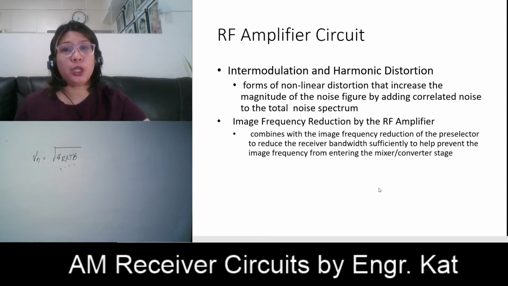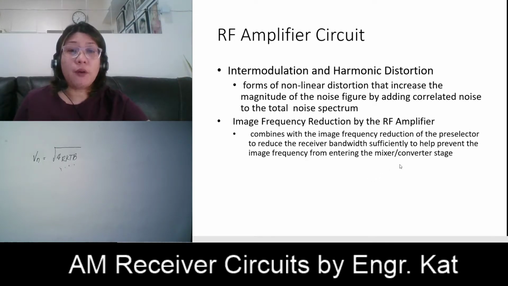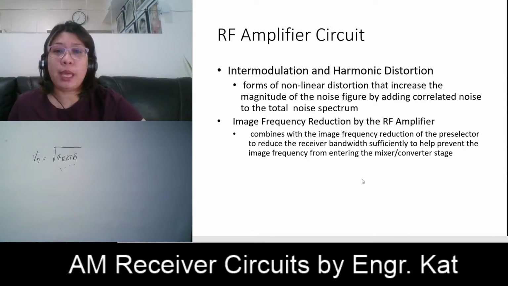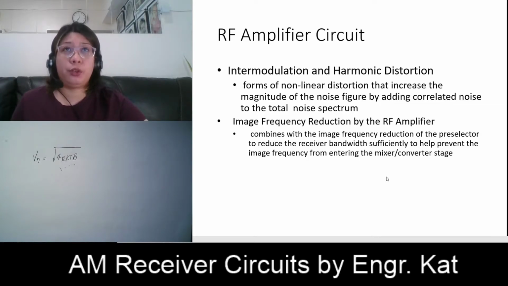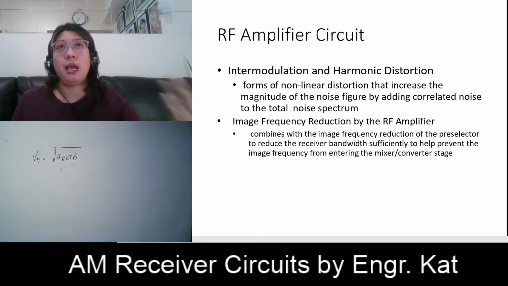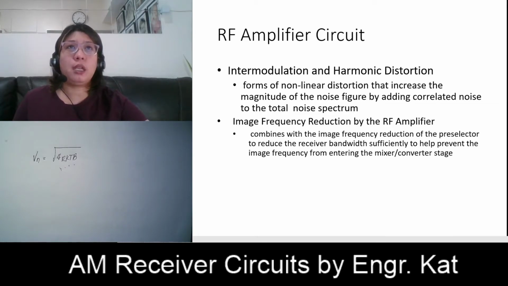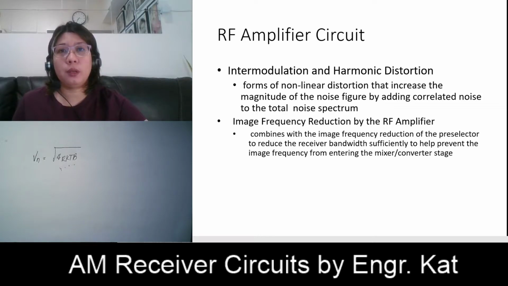Image frequency reduction by an RF amplifier usually combines with the image frequency reduction of the preselector to reduce the receiver bandwidth sufficiently to help prevent the image frequency from entering the mixer and converter stage. Our RF amplifier, the first stage of our receiver circuit, has moderate selectivity, and moderate selectivity is all that is required in our RF stage.